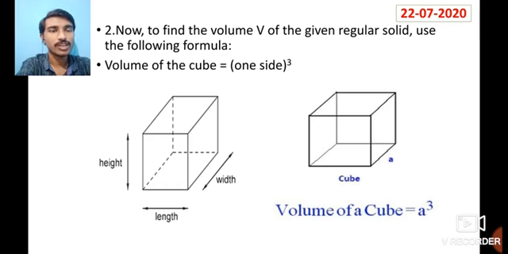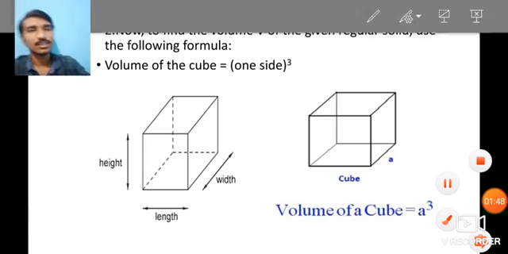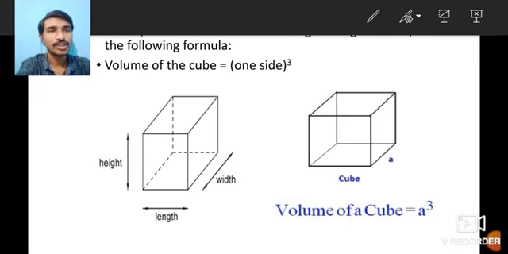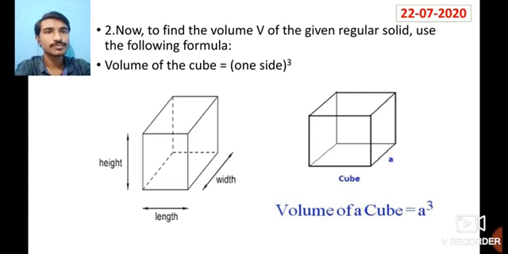Why have I written a cube here? Because the height, the width and the length will be the same in a cube. So we have a cube. This is the formula to find out the volume of a cube.